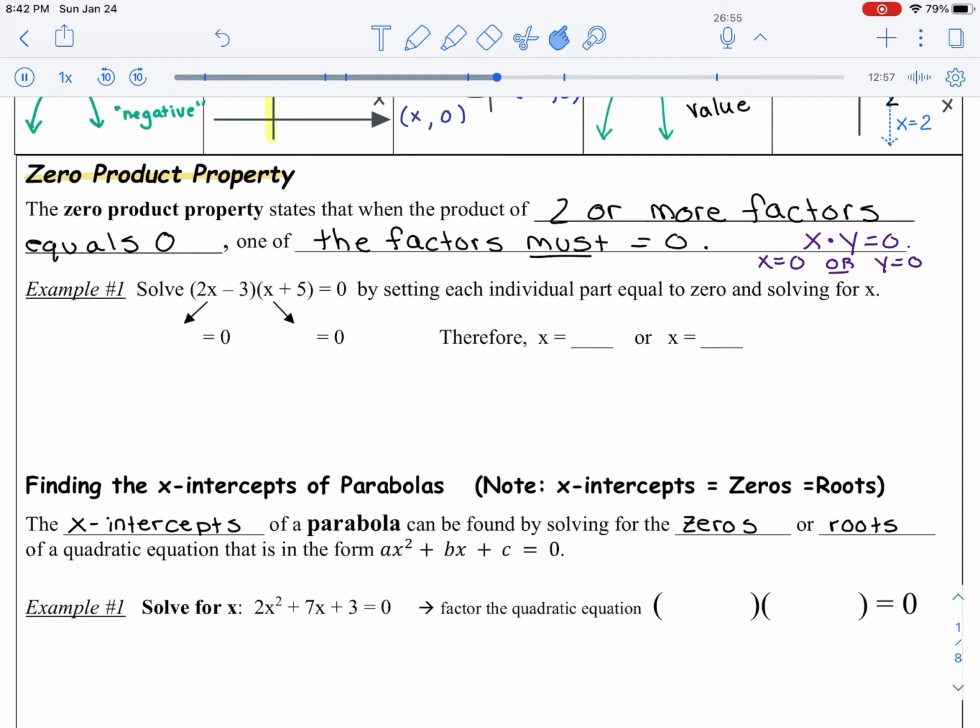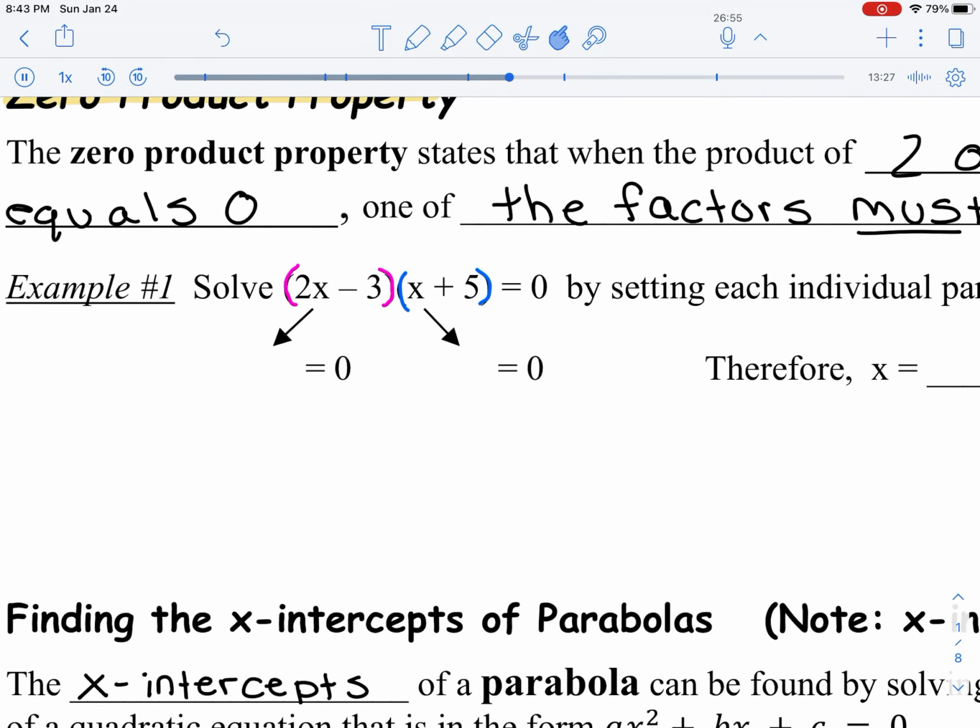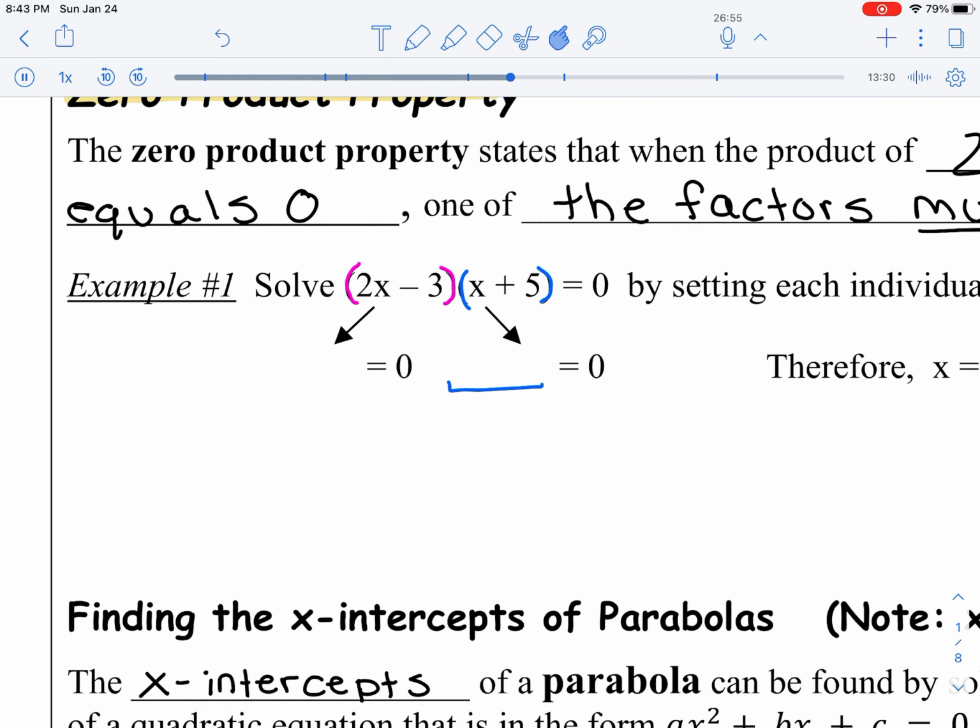But we can take that and we can apply that to more complicated equations. For instance, I could say solve 2x minus 3 times x plus 5 equals 0. Now what you notice is I have my first factor 2x minus 3 in parentheses. And then I have my second factor of x plus 5 in parentheses. Those two factors multiplied together equal 0. So one of those factors must equal 0. We just don't know for sure which one that is.